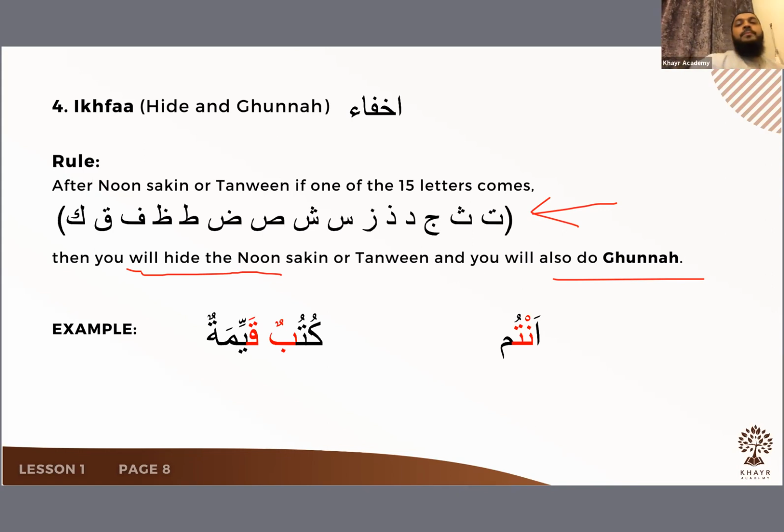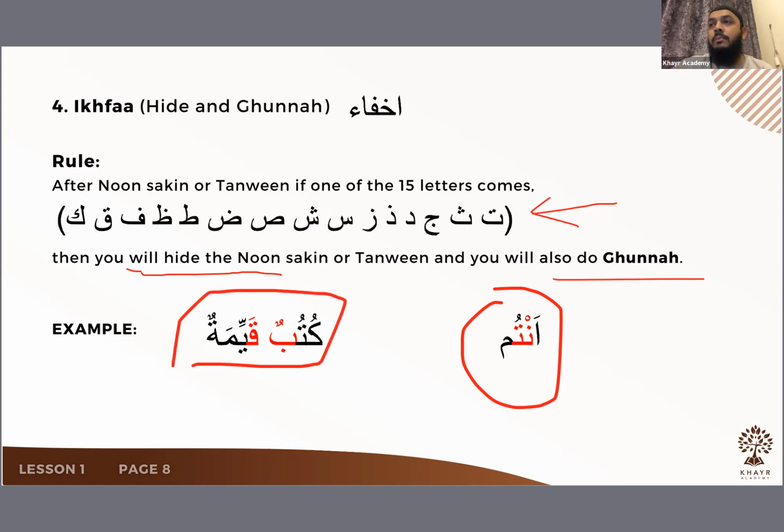So the example is here: Antum. We hide the Nun. We don't say Antum with a clear Nun, we say Antum with it hidden. Another example for Tanween: Kutubun Qayyimah. We don't let the person in front of us hear the Tanween. If I say Kutubun Qayyimah clearly, you can hear I'm reading Tanween. Instead I just hide the noise of the Nun. Antum, not Antum. Kutubun Qayyimah, not Kutubun Qayyimah.